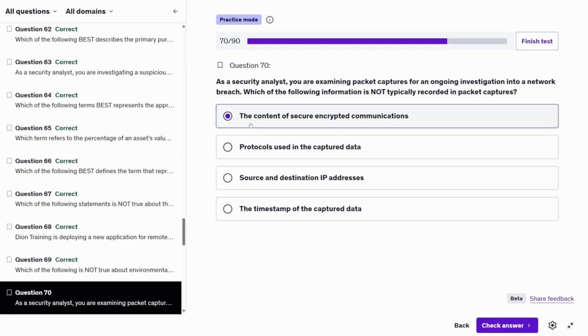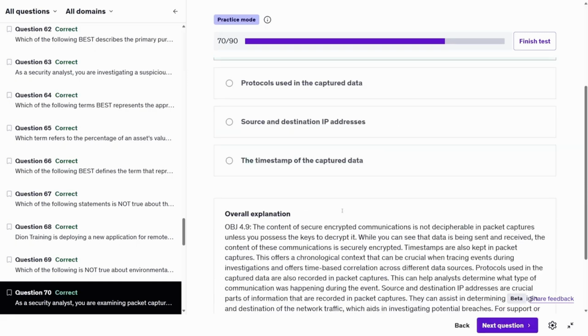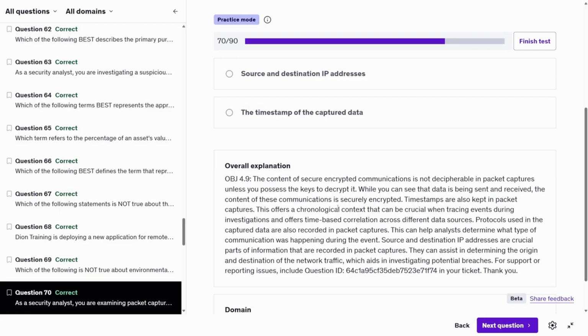The correct answer is A, the content of secured encrypted communications. The content of secured encrypted communications is not decipherable in packet captures unless you possess the keys to decrypt it. While you can see that the data is being sent and received, the content of these communications is securely encrypted. Timestamps are also kept in packet captures. This offers a chronological context that can be crucial when tracing events during investigations. Protocols used in the captured data are also recorded. This can help analysts determine what type of communication was happening. Source and destination IP addresses are crucial parts of information that are recorded in packet captures. They can assist in determining the origin and destination of the network traffic, which aids in investigating potential breaches.